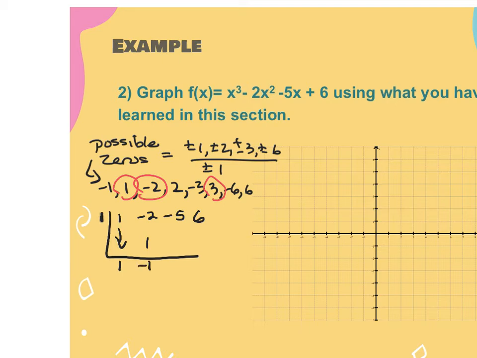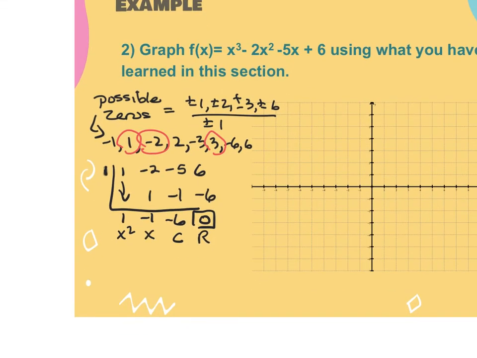I'm going to multiply and add the column. I'm going to multiply and add the column. I got a remainder of 0. Again, this is what I expected because I already knew it was a 0 from Desmos. Now what I need to do is add back in the variables. Remainder, constant, x squared: x squared minus x minus 6 equals 0.